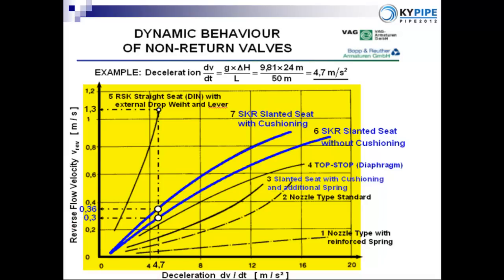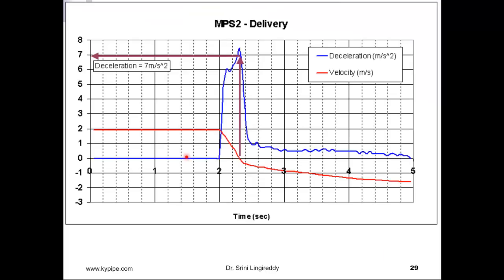So if we can give them the deceleration at the time when the flow becomes zero, they will give us the reverse flow velocity. And how can we use this information? If we know the reverse flow velocity at the time of closure, we can use Joukowsky's equation to calculate the potential increase in pressure, the hydraulic slam pressure, right? So let's move on.